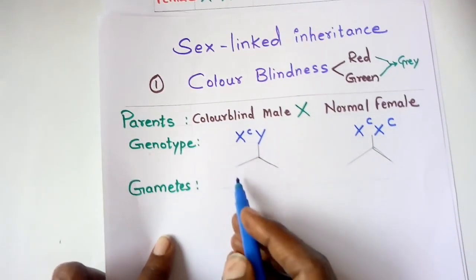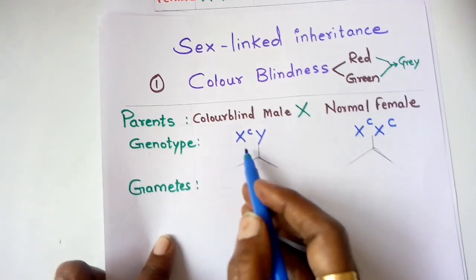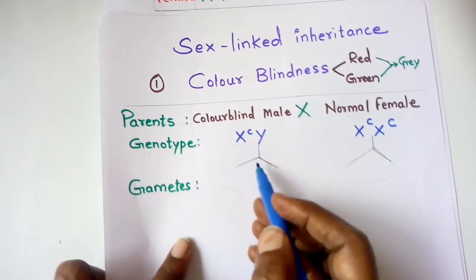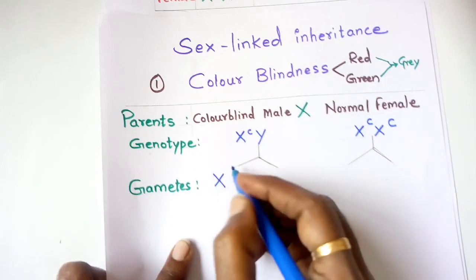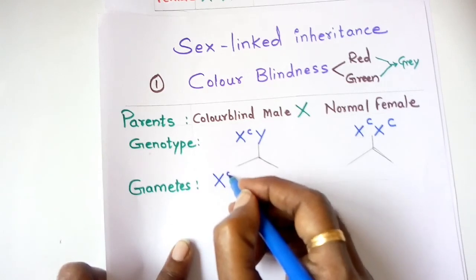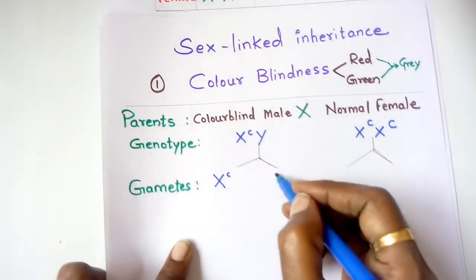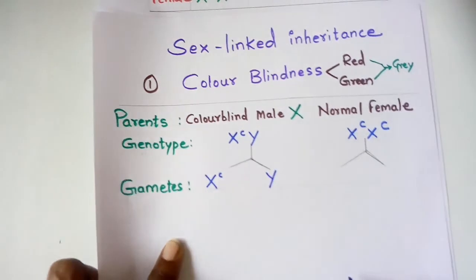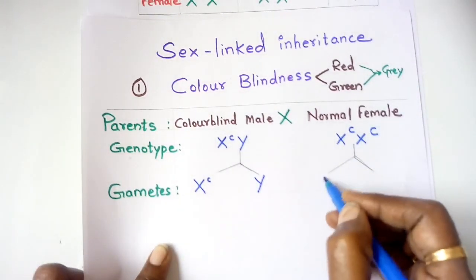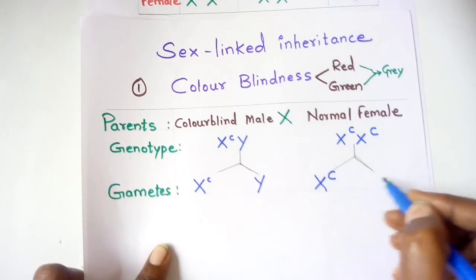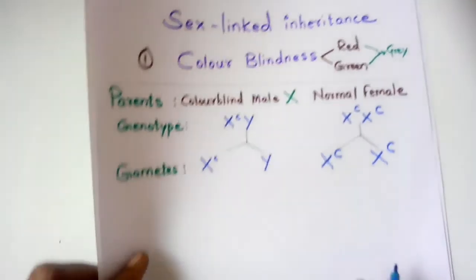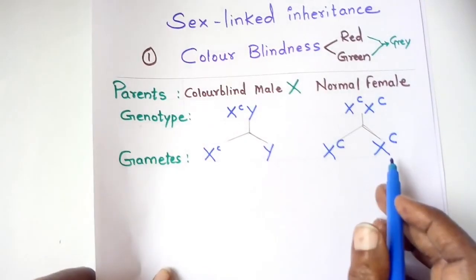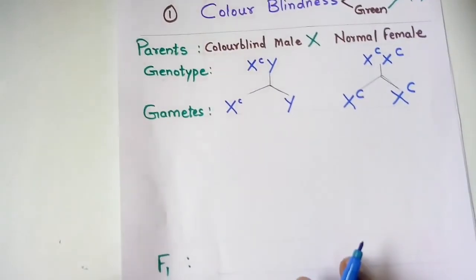Now the next step is gamete formation. Since the male is heterozygous, two different types of gametes will be formed. The first one will be X, this is small c that we have to remember, and this is the Y chromosome. For the female, both gametes are the same. This X has a capital alphabet, and this X also has a capital alphabet. So both of these are capital, that means they are dominant.